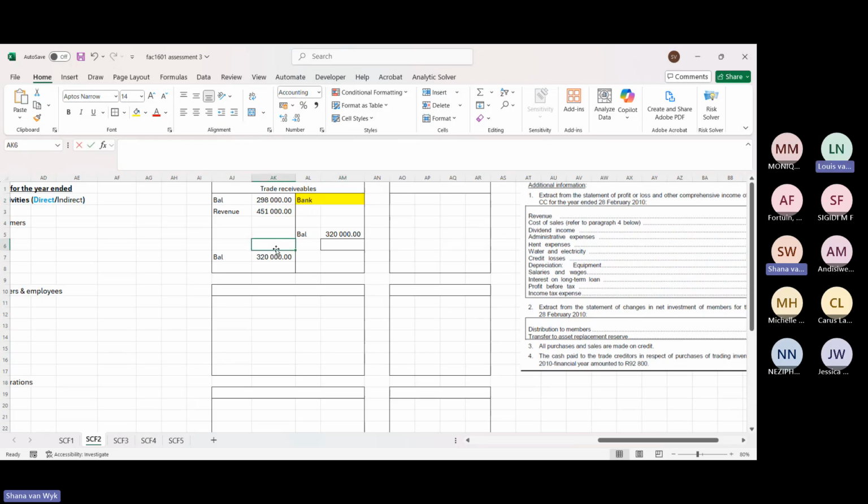So let's quickly do a check. Just a moment, the bank. Yes, the bank balance must actually balance right at the bottom, isn't that so? She's on the right track. Yes, we're looking at bank.